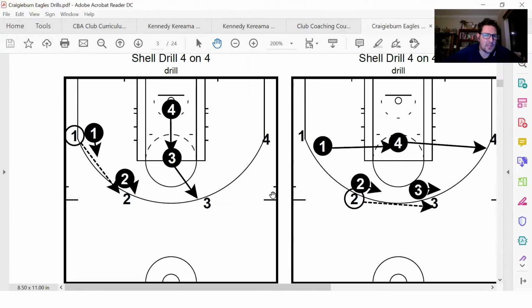And finally, as we build into it, you get to the last stage, which is when you go shell drill 4-on-4. So when you bring that extra player in the one spot and say everyone's got a player now, and then once the ball gets reversed around to player 4, you're playing 4-on-4. All right. The only tricky thing about this is the way you rotate.